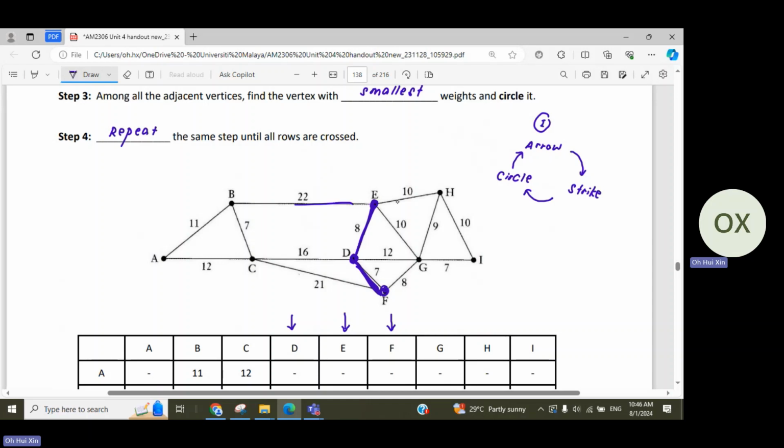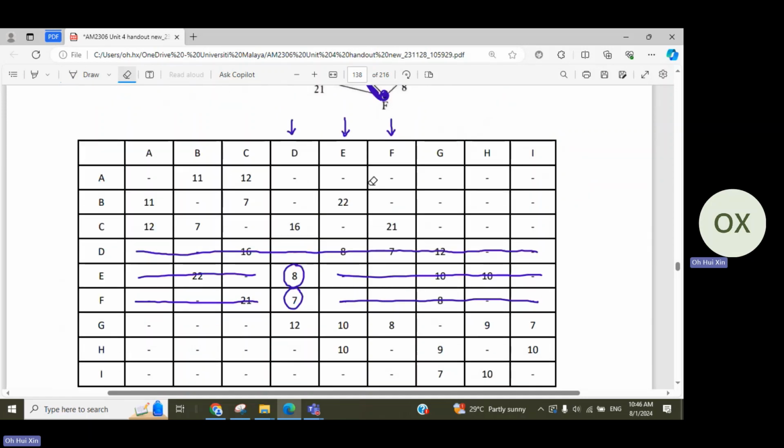So like 1, 2, 3, 4, 5, 6, 7. Is that okay? So it's the same thing like the Prim's algorithm in your diagram. Okay, so among all these numbers, you can see that the smallest number among 16, 12, 22, 10, 10, 21, and 8, the next one is 8, right? So that's why we are going to circle 8. And this 8 brings us to G. So arrow at G, then I strike through the entire G.